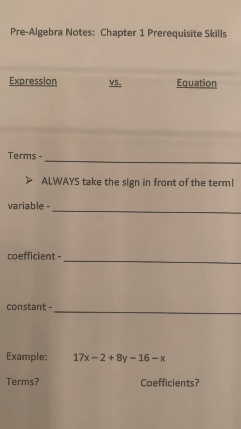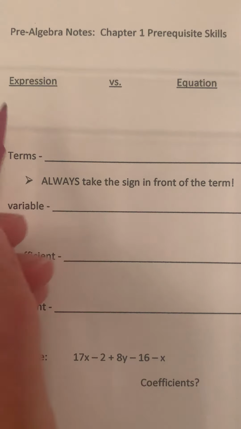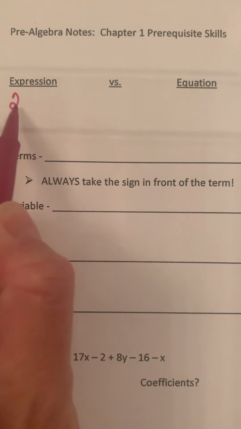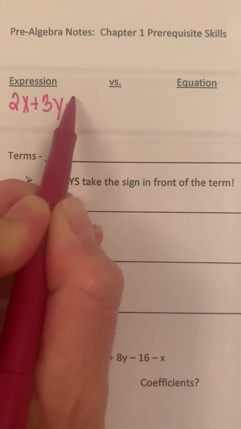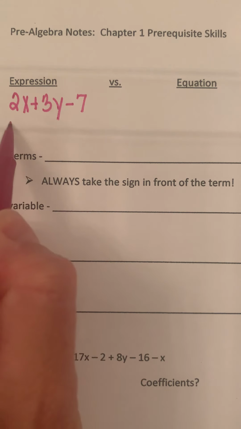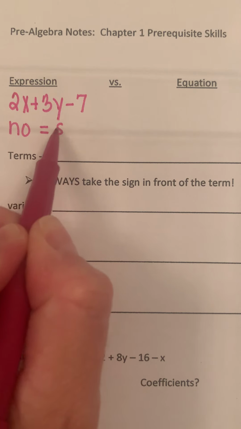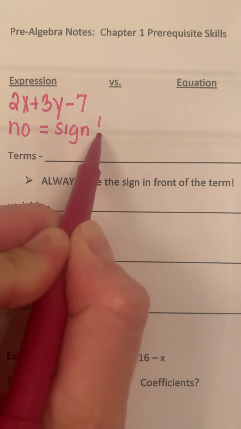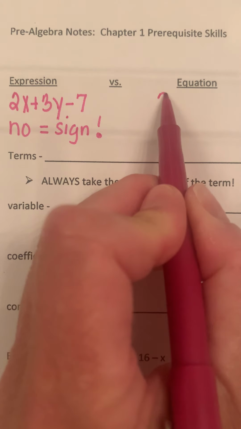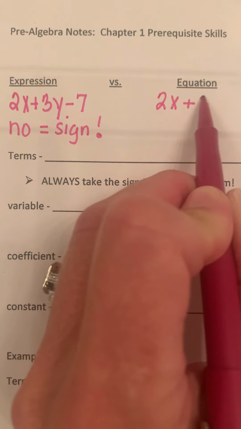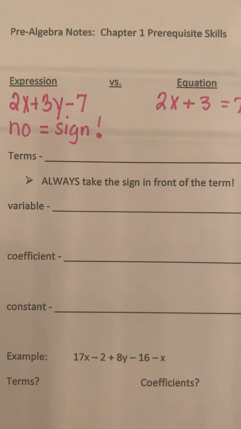The first thing is you'll hear me say expression and equation. The difference between expression and equation is just that an equation has an equal sign. An example of an expression might be something like 2x plus 3y minus 7. Notice that there is no equal sign. Whereas an equation has an equal sign. So you might have something like this: 2x plus 3 equals 7.